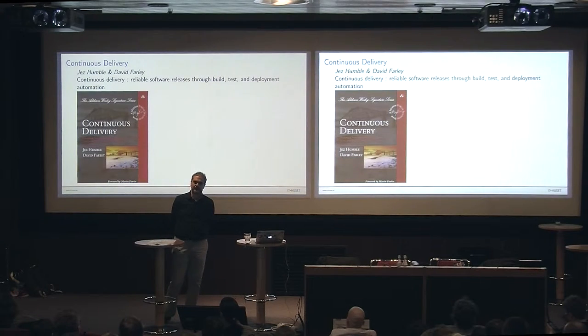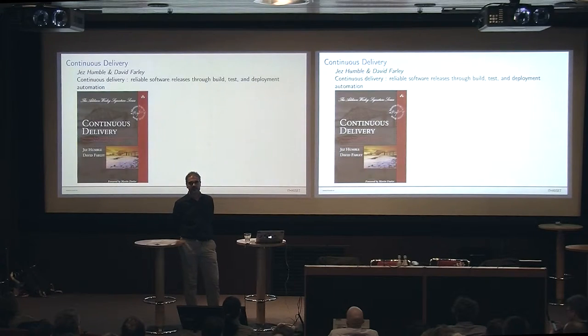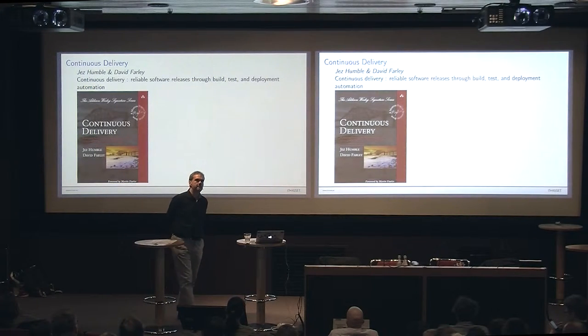So, test automation is really a part of continuous delivery. And it's a very important part, I think. And this is a book that describes the field, and I think it's a pretty good book. It's Continuous Delivery by Jez Humble and David Farley. And they define continuous delivery as reliable software releases through build, test, and deployment automation. So you see, it's right there in the description, test.